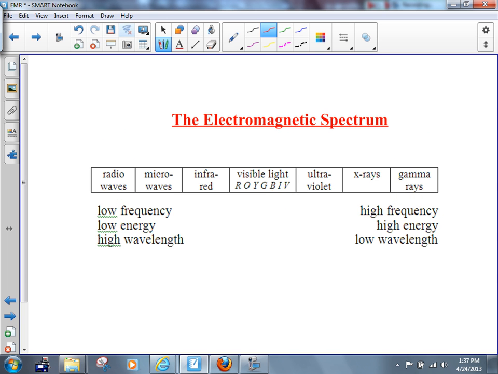What are radio waves exactly? Where do you see radio waves? Okay, you listen to the radio, you watch TV. Literally, radio, TV, radar uses radio waves.